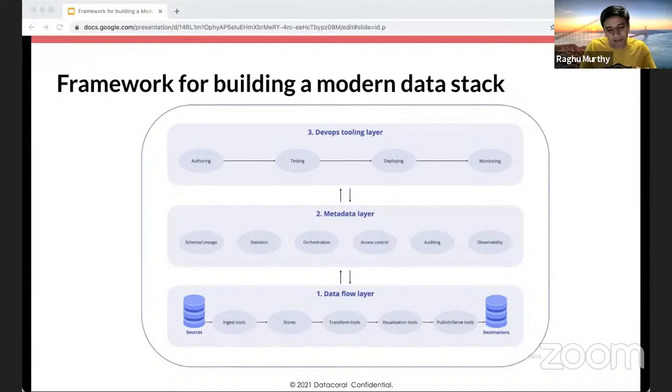But when you think about a metadata layer, this consists of a lot of the metadata that corresponds to the data flow, as well as a couple of things that we have included in the metadata layer because, in an opinionated way, we believe that something like orchestration should be in the metadata layer. I'll get into a little more detail about what it means for orchestration to be in the metadata layer.